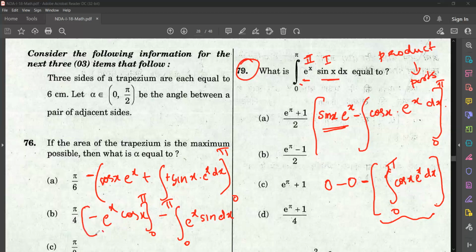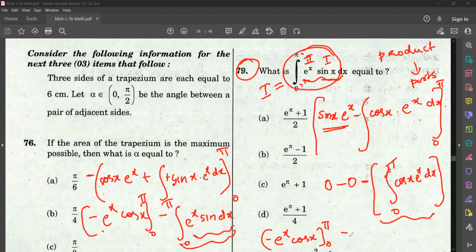Now listen. See what this thing is? That is our question itself, isn't it? Integral 0 to pi e raised to x sin x dx. So I am taking the question as I. I is equal to integral 0 to pi e raised to x sin x. I is the question, so I can replace this with I itself. So I have minus e raised to x cos x, 0 to pi, minus this thing.